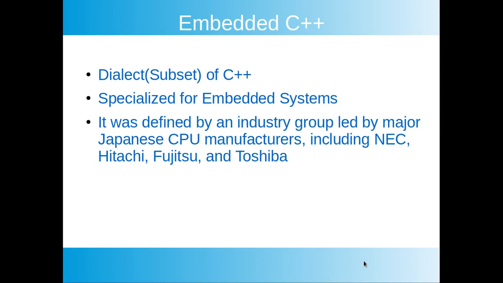Many of you are familiar with embedded C. Embedded C is an embedded version of the C language, and it is specialized for embedded systems. But C is a function-oriented language, and sometimes it is more difficult to program in a function-oriented language than in an object-oriented language.